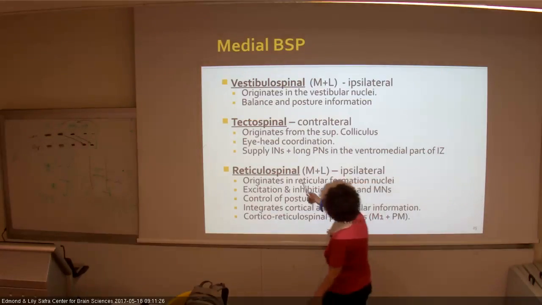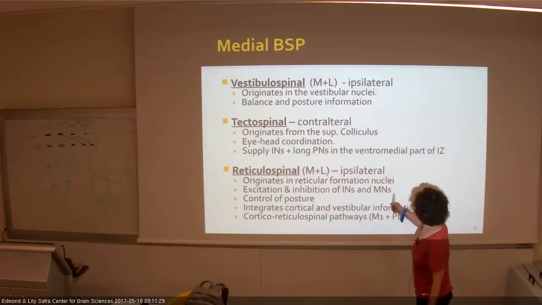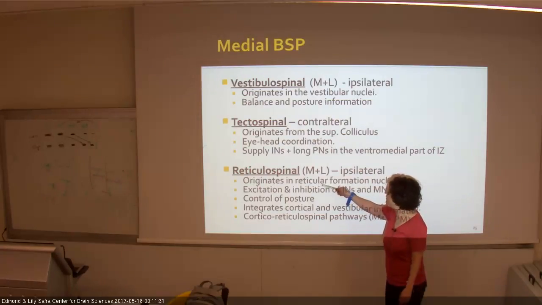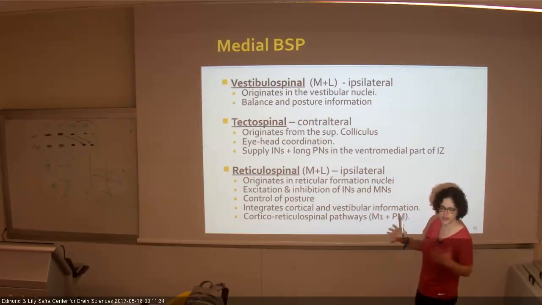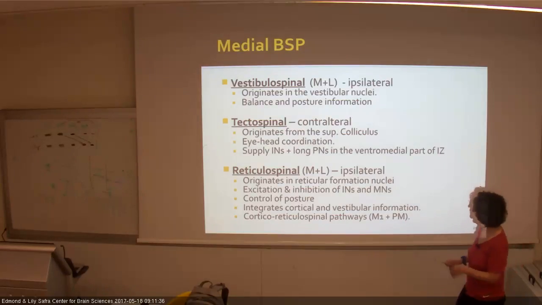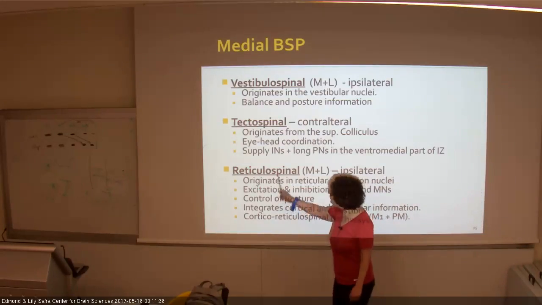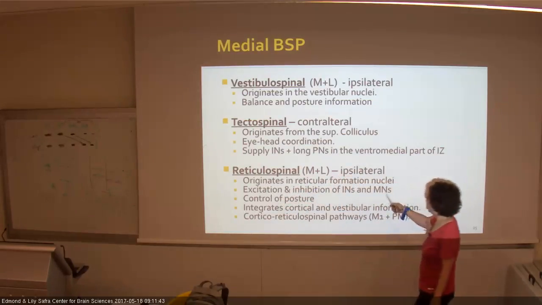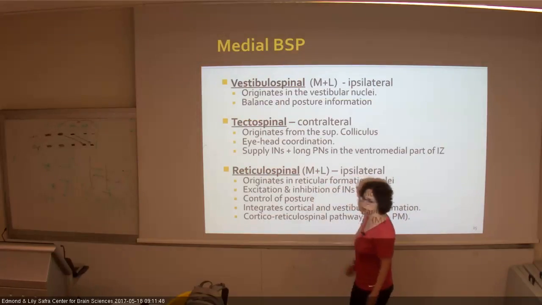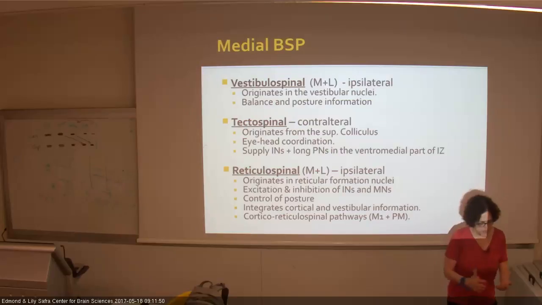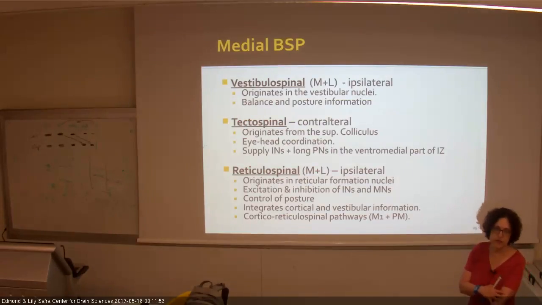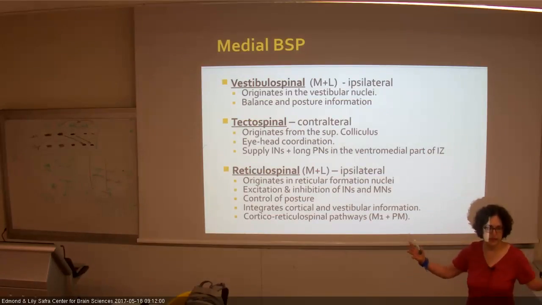The reticulospinal system originates from the reticular formation. This is a diffuse set of nuclei in the brainstem. This is the only pathway that can both excite and inhibit interneurons and motor neurons. It has a very important control in posture, although recent studies have suggested that it can affect interneurons and motor neurons that can innervate distal muscles.